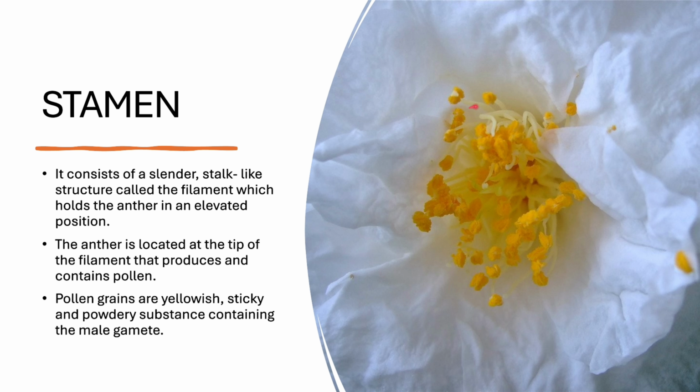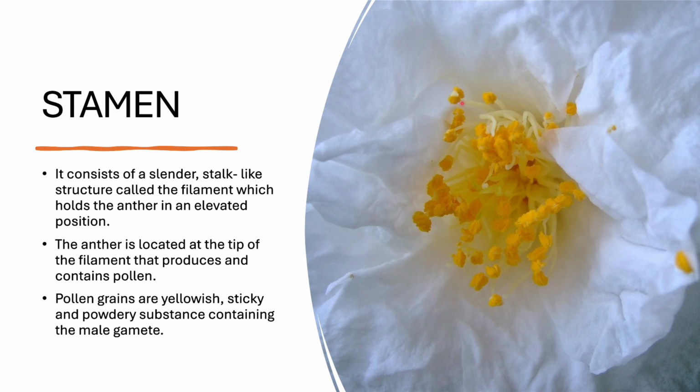As we can see here, it consists of a slender stalk-like structure. This white structure here, this is called as the filament. At the end of the filament, we have anther. So this is called as the anther. The anther contains pollen sacs. These pollen sacs produce the pollen grains.